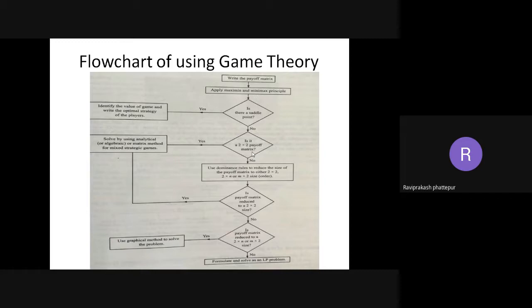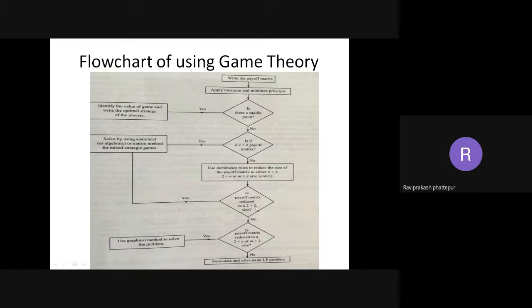If we have more than that, we need to make it 2 cross 2. If yes, then solve by using the analytical, algebraic or matrix method for fixed strategy games. If no, use dominance rules to reduce the size of the payoff matrix to either 2 cross 2, 2 cross n, or m cross 2 size. Usually we try to bring them to 2 cross 2 or one side to 2.